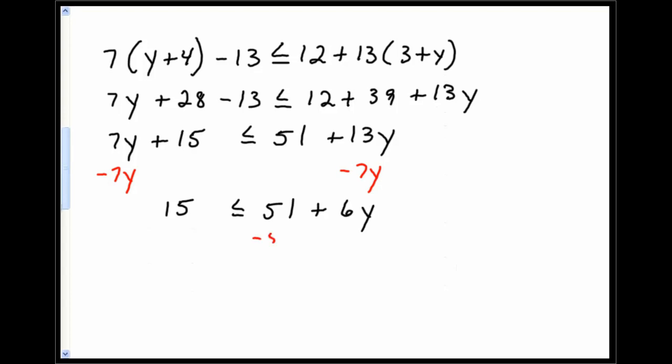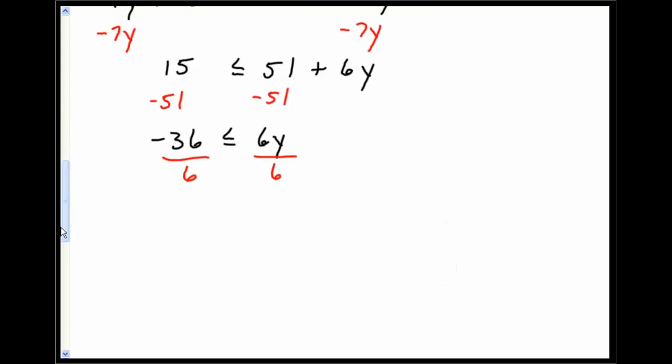Now subtract 51 from both sides of the inequality, and we're left with negative 36 is less than or equal to 6y. Divide by 6, and we end up with negative 6 is less than or equal to y. Now again, this is reading from left to right, but if we go from right to left, we could read this as y is greater than or equal to negative 6.